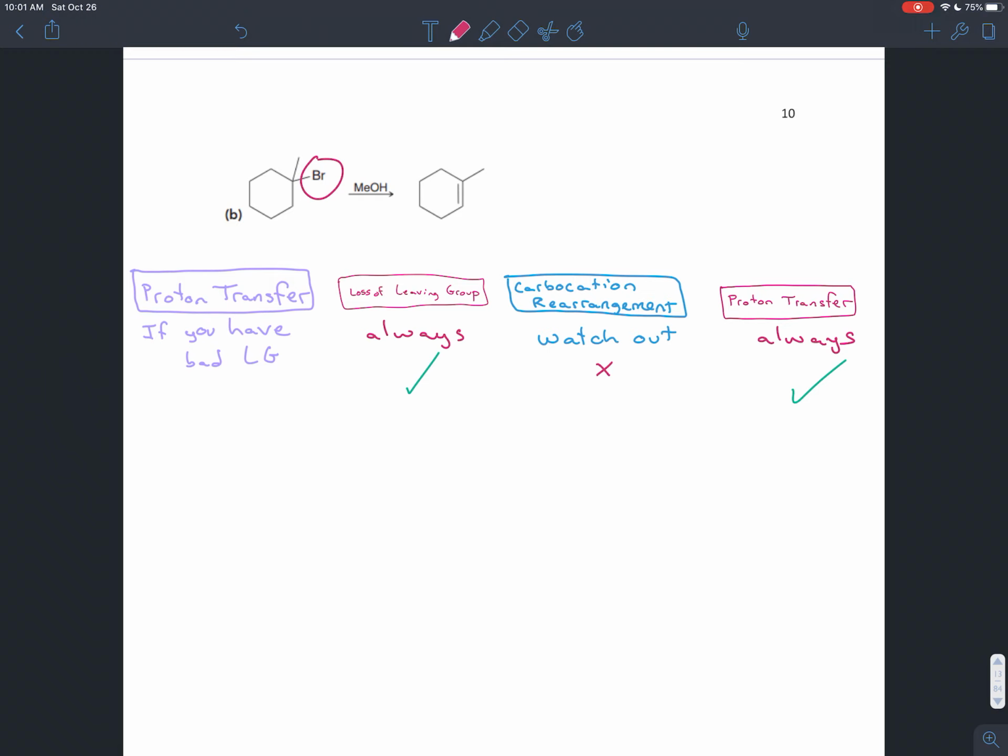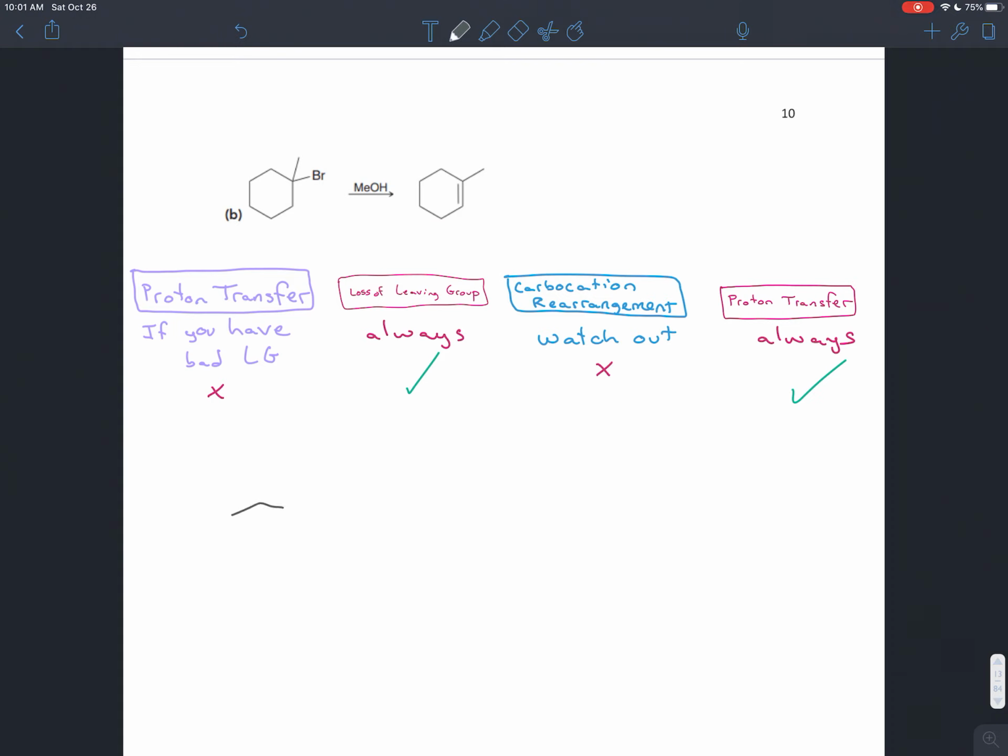The halogens in general, except for fluorine, are really big, and so they can spread the negative charge out, dilute it, and stabilize themselves. And so we have a good leaving group, so we don't have to do a proton transfer to make it a good leaving group. It's already a good leaving group. So in this one again, we're only going to do those 2 essential steps, loss of a leaving group and proton transfer.